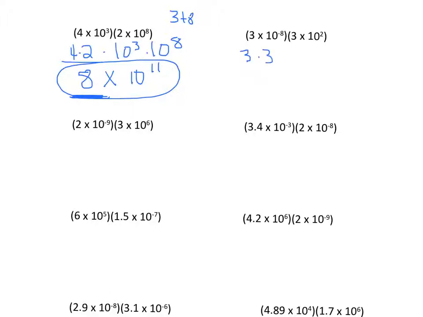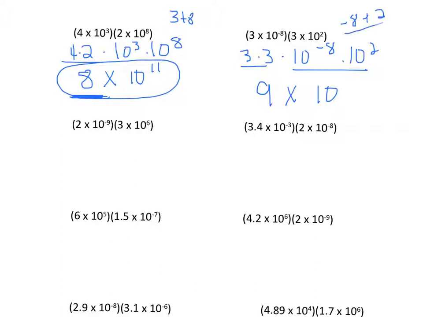So we regroup. 3 times 3 times 10 to the negative 8th times 10 squared. And then we simplify. 3 times 3 is 9 times 10 to the... when we multiply powers with the same base, we add the exponents. So I'm going to just write this up here. Common mistake is forgetting integer rules. Negative 8 plus 2. Unlike signs, you subtract, and there's more negatives, so it's going to be negative 6.